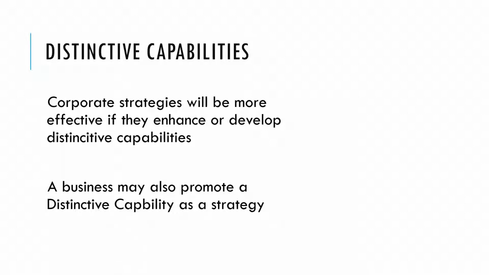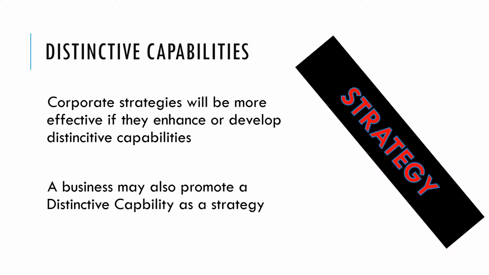A business may also promote a distinctive capability as a strategy. So for example, Honda and Toyota having low-cost production, a lowest cost producer strategy might be appropriate because it is their distinctive capability. It's what they do better than the rest of the market. So it's so important again that we make the link here between this theory and corporate strategy.